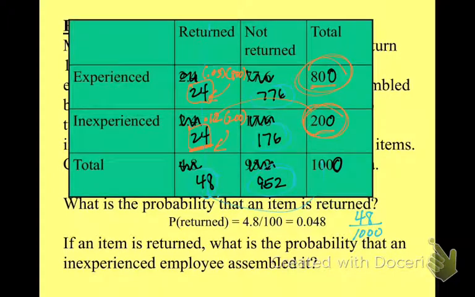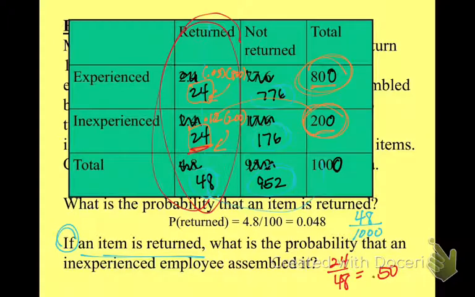And the next question says, if an item is returned, what is the probability that an inexperienced employee assembled it? So I'm going to look at just the returned. So out of 48, the probability that an inexperienced assembled it is 24 out of 48. Which equals 50%, or 0.5.